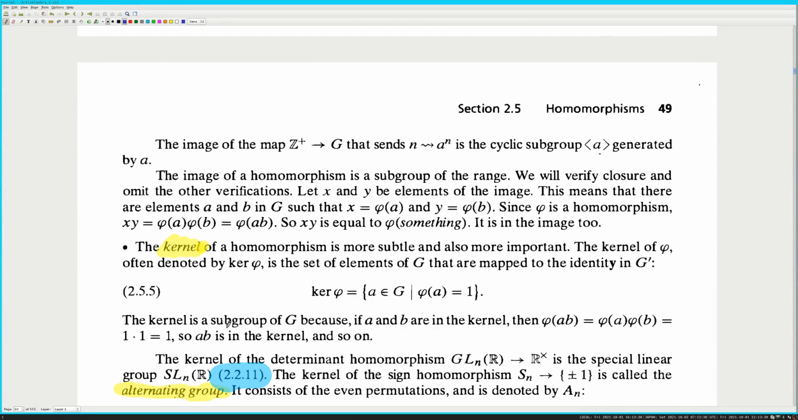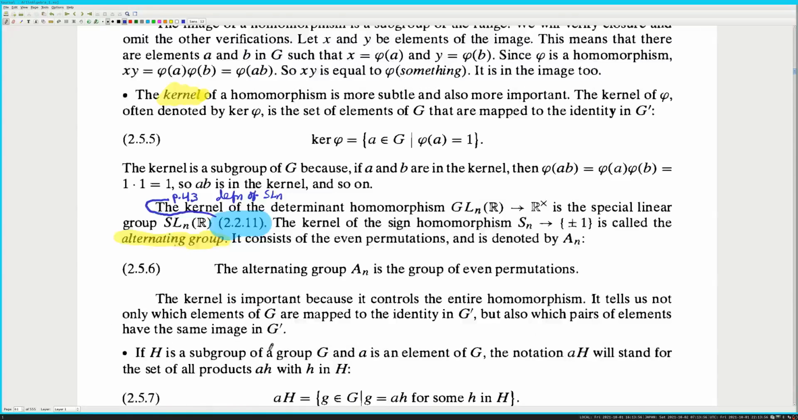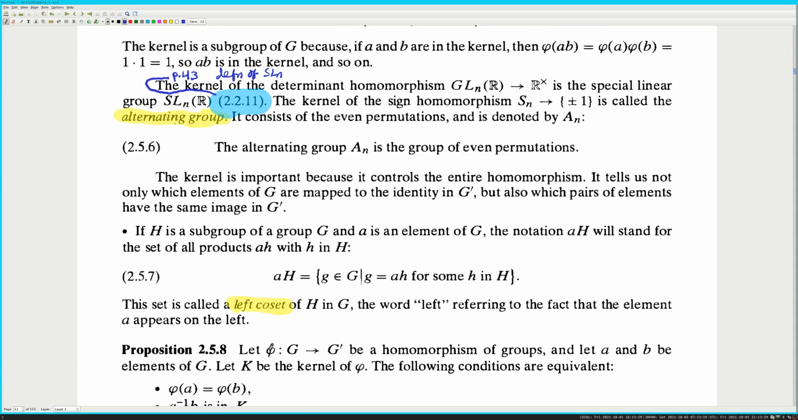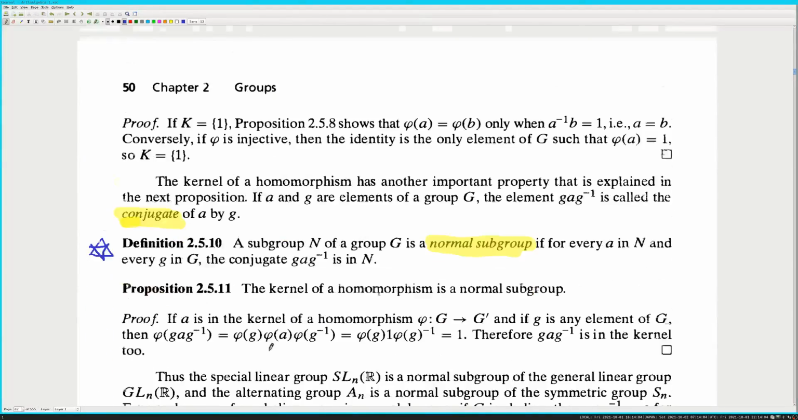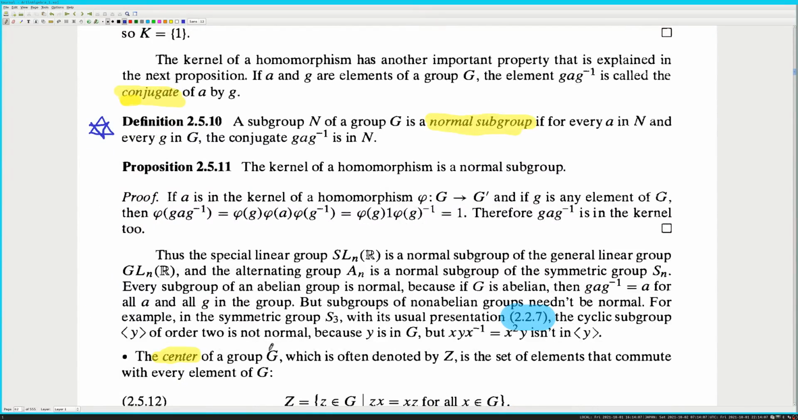Okay, and then 2.2.11, that is page 43. And what is that? That's the definition of SLN. But I know what that is. It's the matrices with determinant 1, okay. Oh, and it's the idea that a determinant is a homomorphism. That's interesting. There's one more, I think. Yeah, 227.